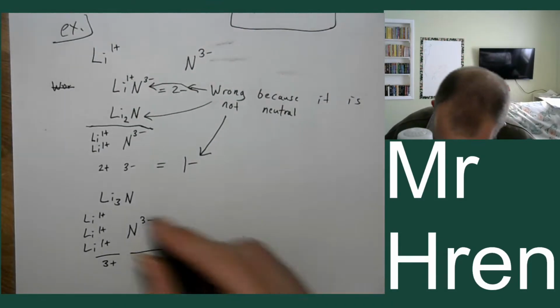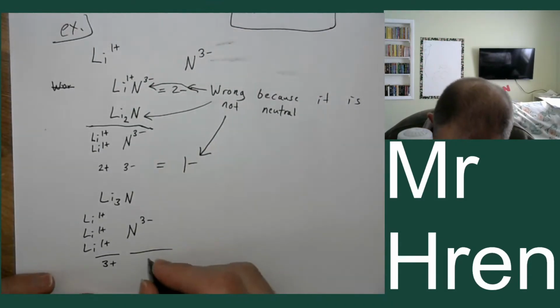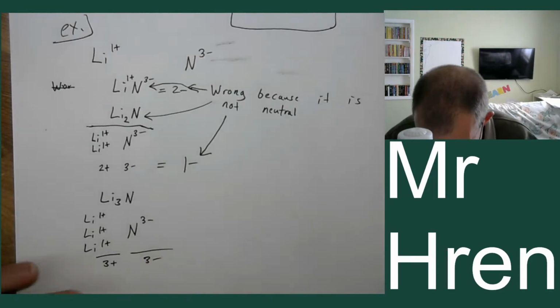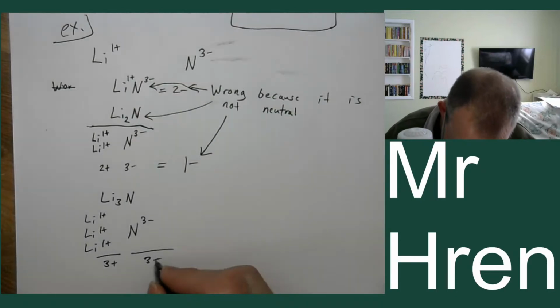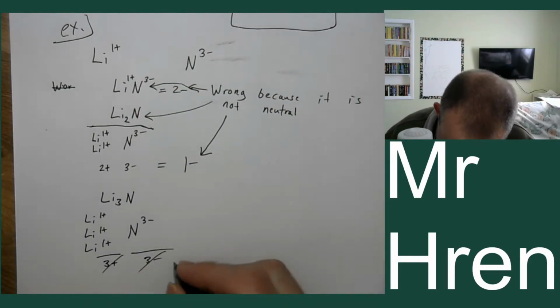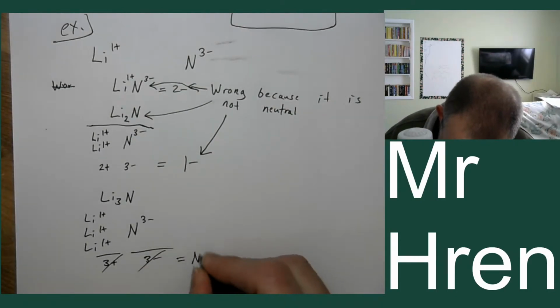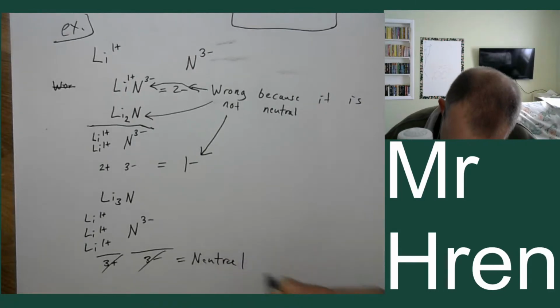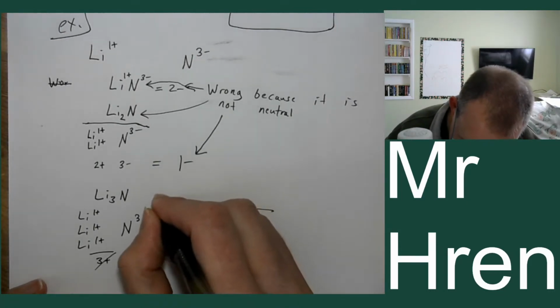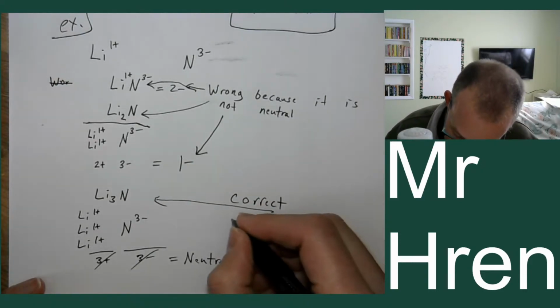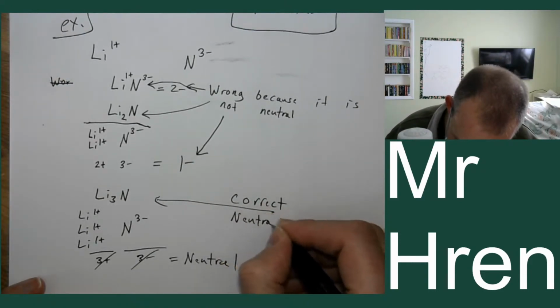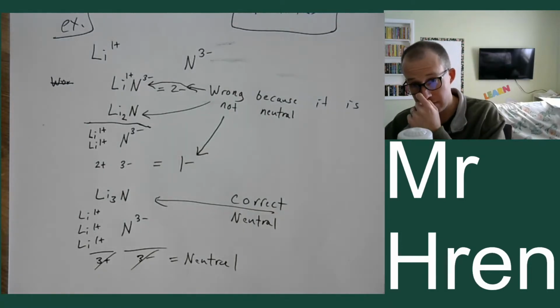Cool. What does -3 add up to when added to nothing? -3. What do those two do? They cancel out. Neutral. So this is correct. Neutral. So this is your correct formula.